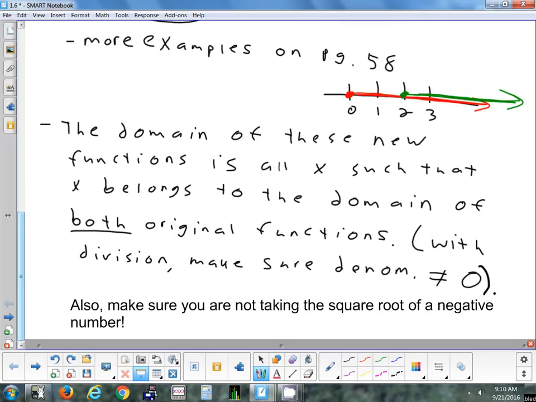So these are really the two important things you have to look for when you're trying to figure out domain. And we've said them over and over. Make sure you never take the square root of a negative. Make sure the denominator never equals 0. If you check those two things when you're finding domain, you'll be all set. Then when we talk about range, range is a little harder to visualize in your head. So we'll use a graphing calculator to help us out with that.